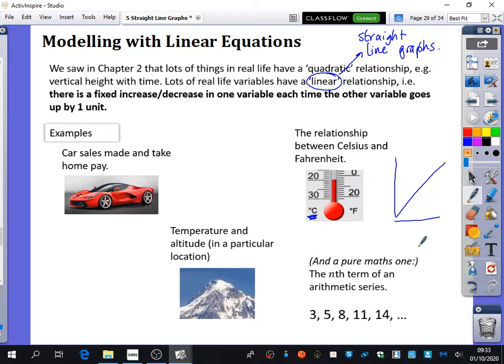And then I've said one that's from a maths context. This is also a linear relationship: the nth term of an arithmetic series is linear. You can see that this series is linear because each time you move across one position, it is increasing by the same amount each time. So we're going to use linear equations to help us model things in real life and to interpret things about these situations as well.